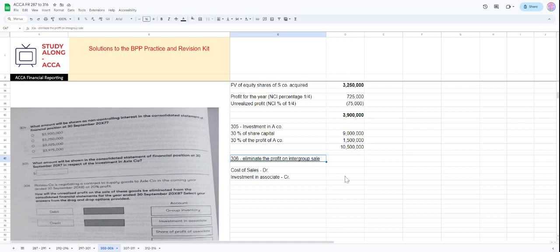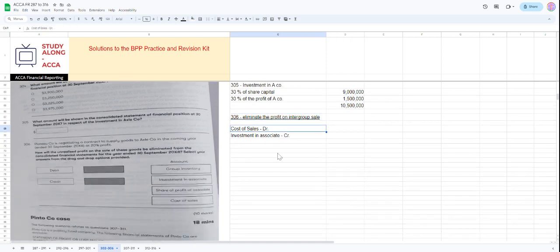And then to eliminate the profit in the intergroup sale, our journal entry is we debit cost of sales and we credit investment in associate.